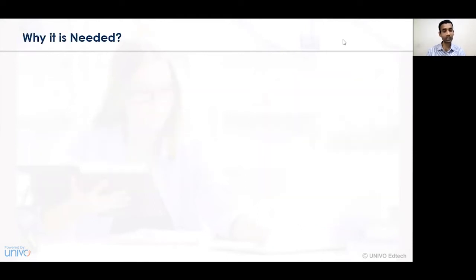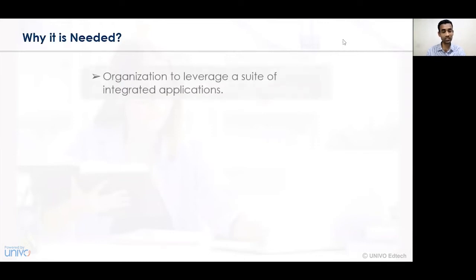Now let's understand why ERP, that is enterprise resource planning, is required. It is needed for the organization to leverage a suite of integrated applications. There are various applications and several activities that the organization undertakes. So in order to leverage those activities, an integrated software is required. Integrated means a comprehensive software, which will take care of all the activities undertaken in the business organization. ERP plays a very important role, and it smoothens and functions each and every activity in a better way.